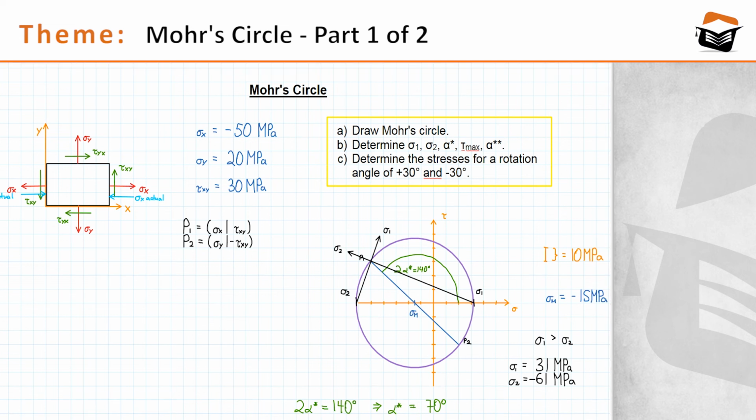At last, we need to determine the principal shear stress, tau max, and the angle alpha double star. The angle alpha double star is the angle by which the coordinate system must be rotated so that the shear stress attains its maximum value. Well, in analogy to normal stresses, principal stress always means that the stress reaches its maximum possible absolute value. Finding tau max is very simple. You just check what is the highest tau value that the perimeter of the circle ever reaches in this coordinate system. And that's actually right here.